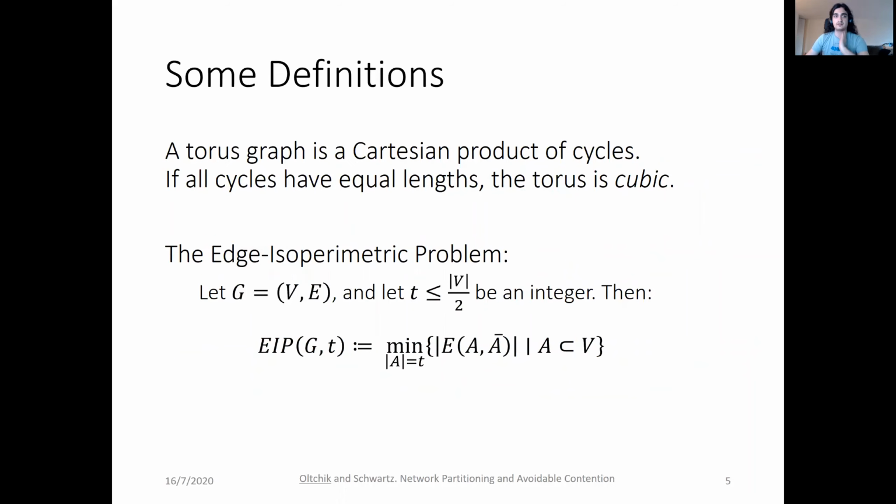So let's move on to some definitions. First of all, a torus graph is a Cartesian product of cycle graphs, and if all of the cycles have equal lengths, then we say the torus is cubic. The edge isoperimetric problem is defined as follows. Given a graph G and integer t, what is the minimal size of a cut induced by a subset of exactly t vertices of G? And this is NP-complete, of course.